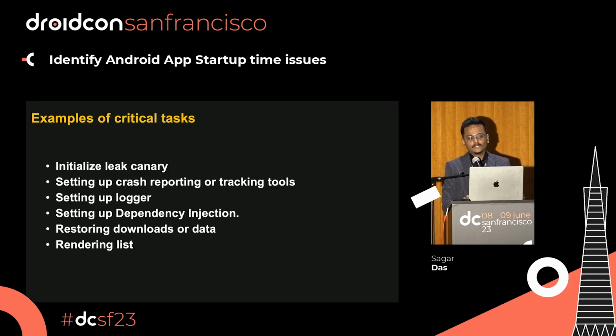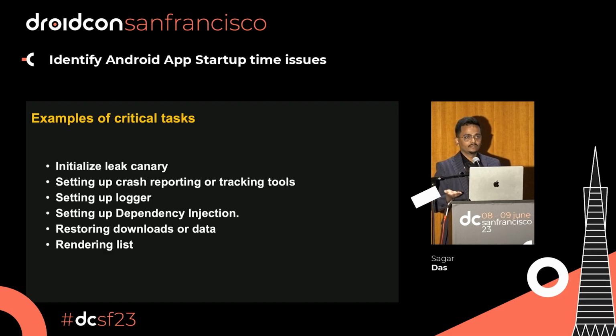So, for example, here is an example of a few critical tasks. By critical tasks, I mean, what are some of the operations that we do during app initialization? Probably initializing LeakCanary for detecting memory leaks, setting up crash reporting and tracking tools. If you're using Firebase, then definitely you will be doing it before the initialization of your main activity. Setting up dependency injection, very important. If your dependency injection is not well set up in your app, it is going to take a major chunk of your app initialization time.